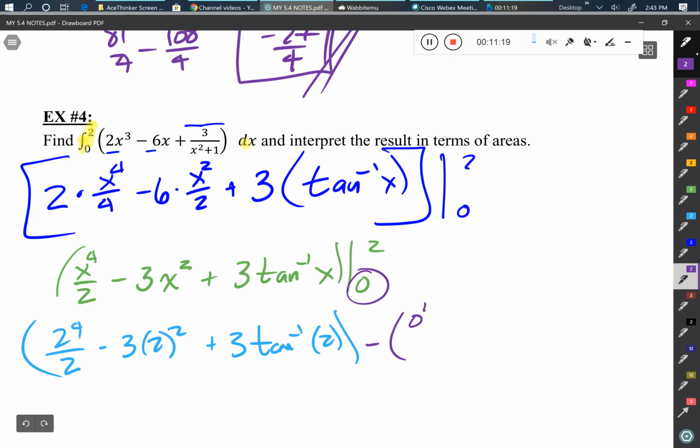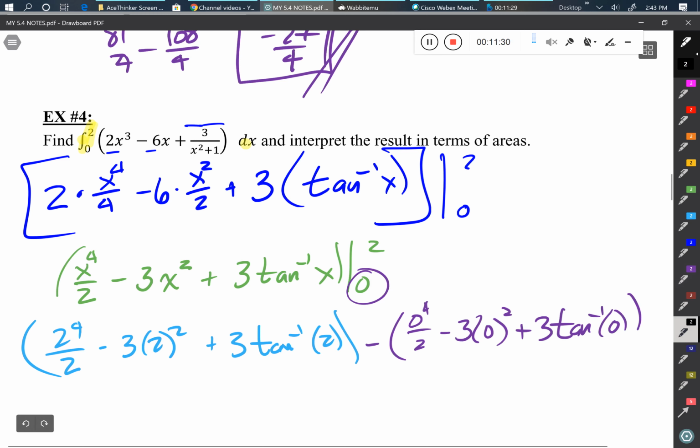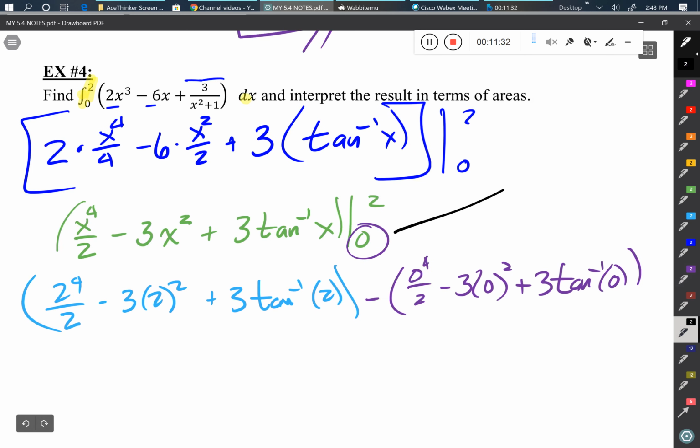So that's going to give me 0 to the 4th over 2 minus 3 times 0 squared plus 3 arctangent of 0. Okay? Now I know at least one person sitting out there going, but 0, but 0, but 0, but 0 always means 0. 0 doesn't always mean that the function will evaluate out to 0, especially if there's weird stuff involved like trig or logs or exponentials. So be careful with that.